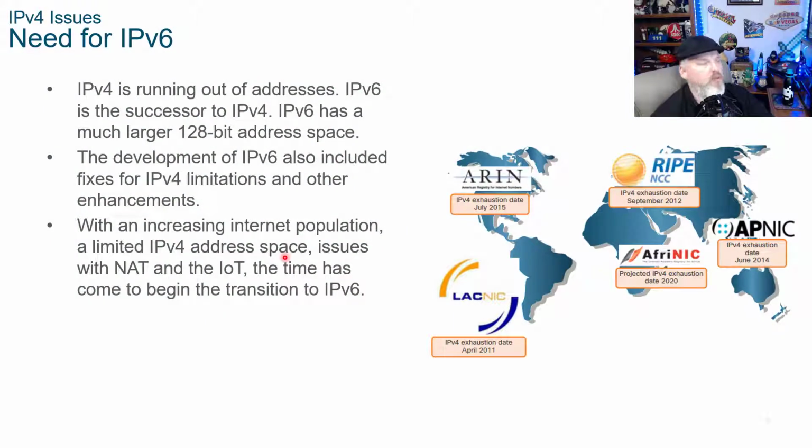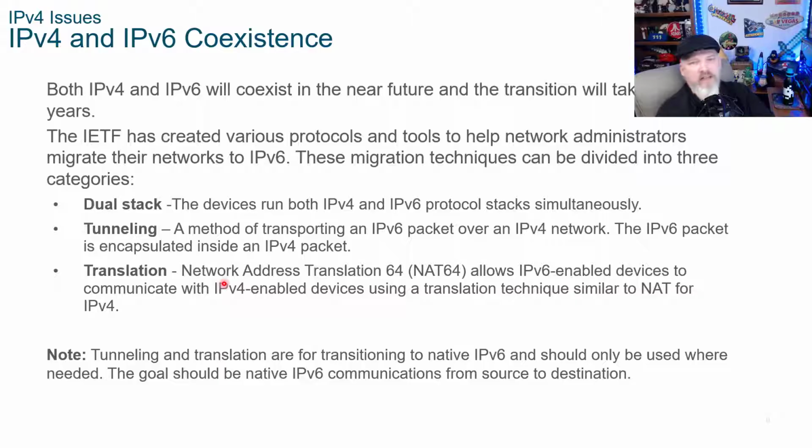So what has brought us to needing V6? V4 had some issues. It was created back in the early days of networking. We started running out of V4 addresses early on, and V6 was created in 1995, and ever since then we've been implementing it. V4 and V6 do coexist. They will coexist into the near future, and the transition will take several more years. I don't know what that date is when we will no longer use V4. It's going to be a long time.